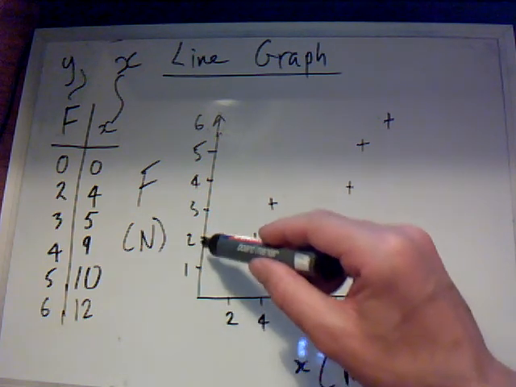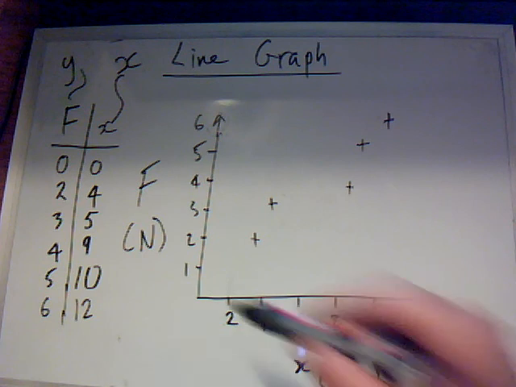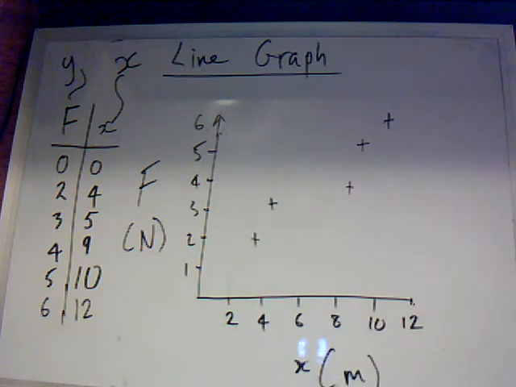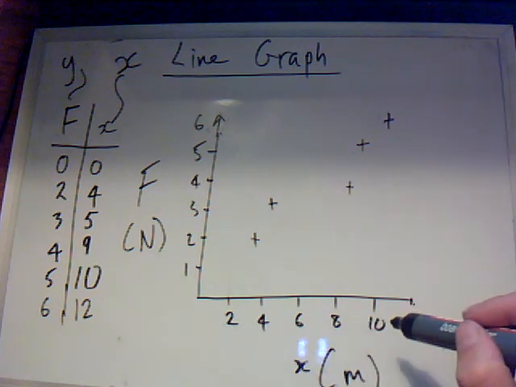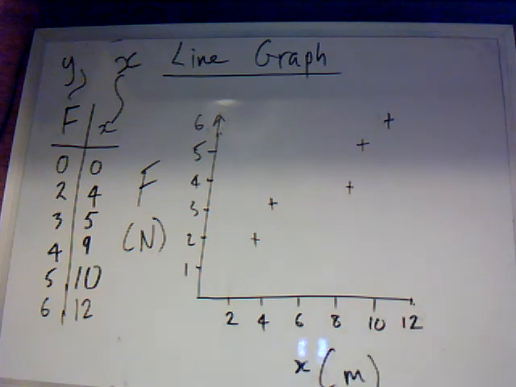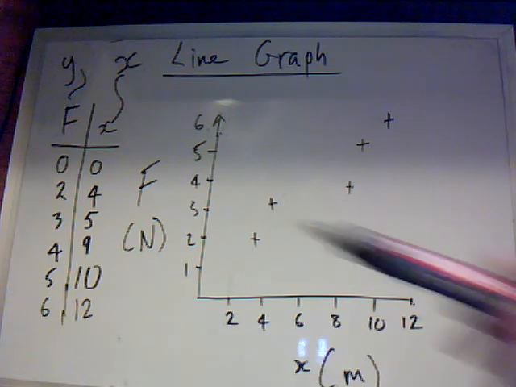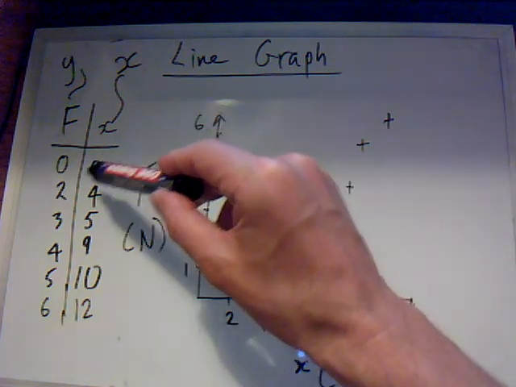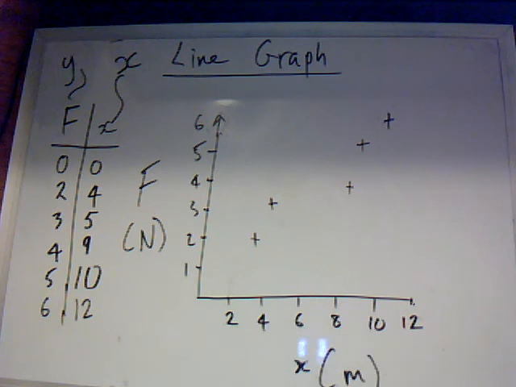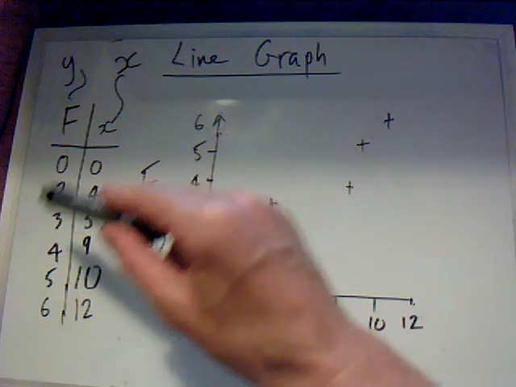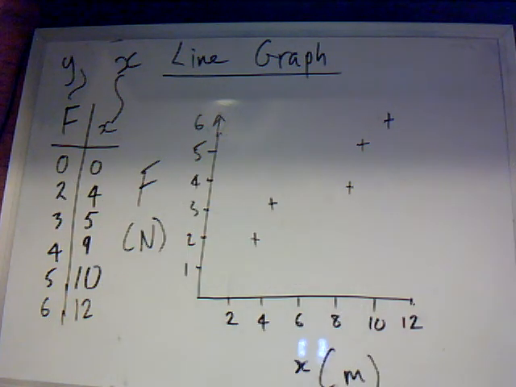So the force goes 1, 2, 3, 4, 5, all the way up to 6 newtons there, and the extensions are 2, 4, 6, 8, 10, 12 meters. It's unlikely, it's going to be very, very rubbery, very stretchy stuff. Now, what I've done is got a series of these values here, so 0, 0, 2, 4, 3, 5, 4, 9, 5, 10 and 6, 12, and I've plotted them on the y and the x-axis, just like that.